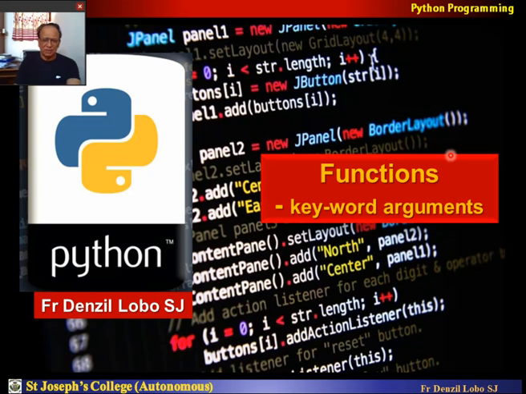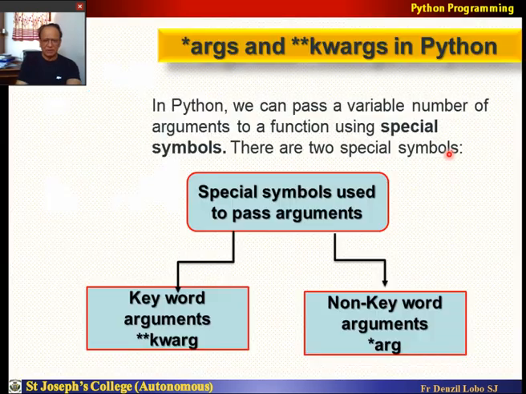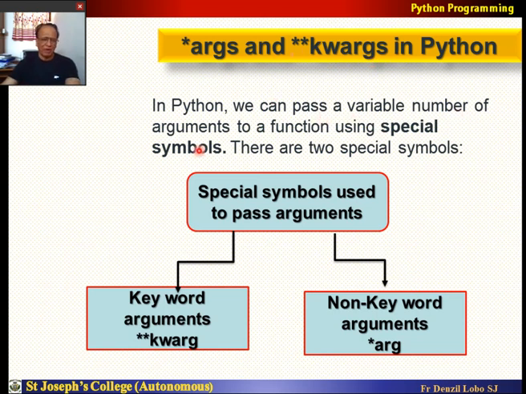Functions, we will deal in this section or lecture with keyword arguments. These are represented differently. For example, *args is like the variable length arguments which we have dealt with earlier. Then keyword arguments are represented by the variable **kwargs in Python. So we can pass a variable number of arguments to a function using special symbols.